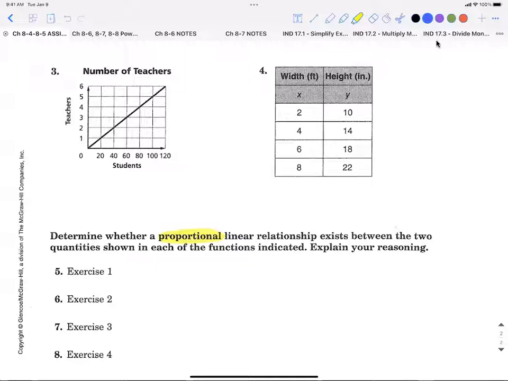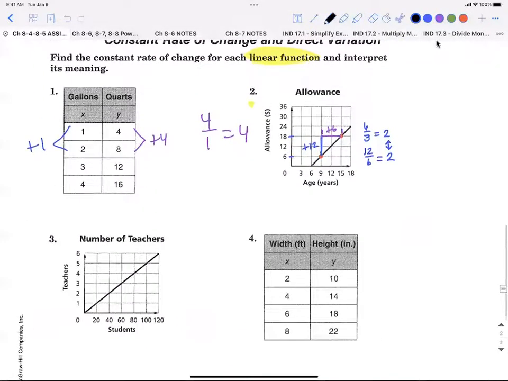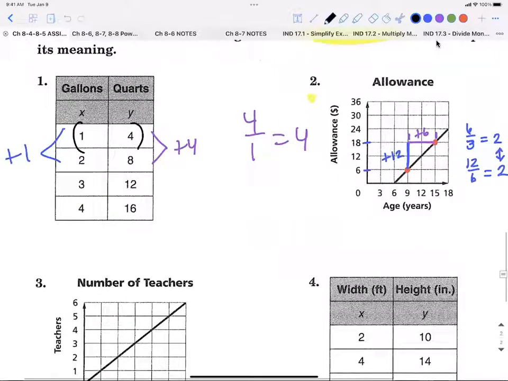And this is what I talked about at the very end of the video. There's only one way to determine whether it's proportional, and that is you have to take each one of the points. So this right here is a point. It's an XY coordinate, right? This is a point. This is a point, and this is a point.